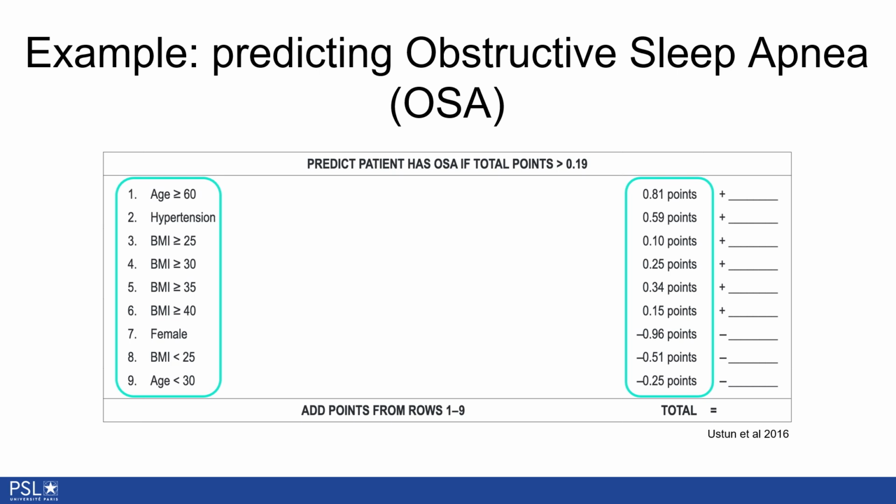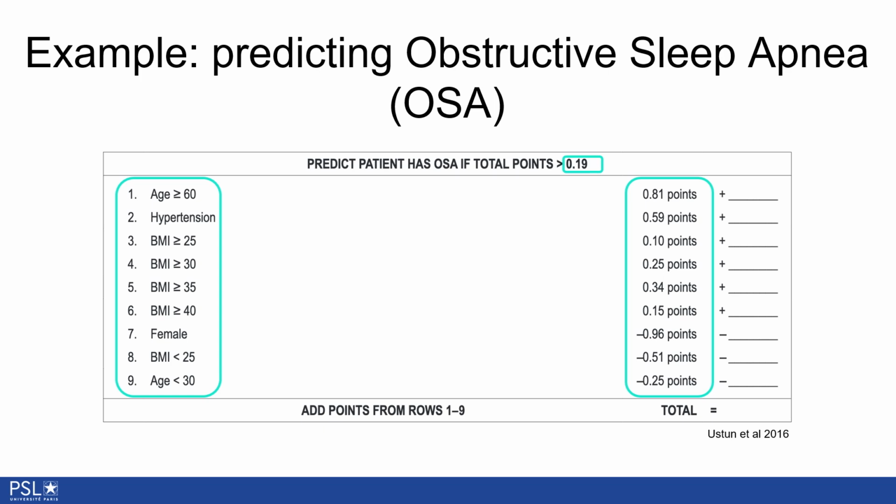So when a feature is present, the corresponding score is added to the total. The final total is then directly the output of the regression, which specifies the log odds that the patient has obstructive sleep apnea. This total value is then compared to a threshold, in this case 0.19, and if the total is larger than the threshold, the diagnostic is that the patient has OSA.